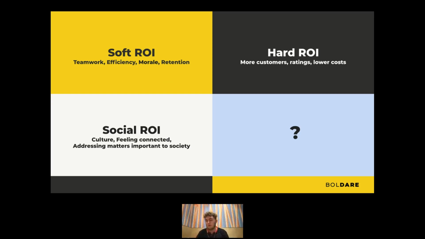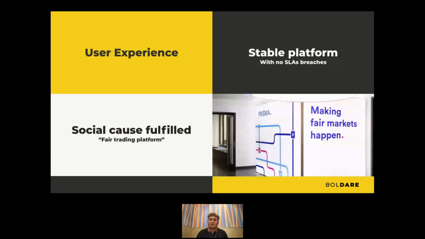Maybe there are also some gut feelings, or this question mark. Something that is really tough to measure, but you feel like you should be investing there. So let's look. Stable platform, no SLA breaches, so basically you comply with the SLAs. That's a hard ROI. But user experience? If you take this customer-centric approach, you will invest some money, you will see gains, but what's the point where we have good enough user experience, or does it change in time?